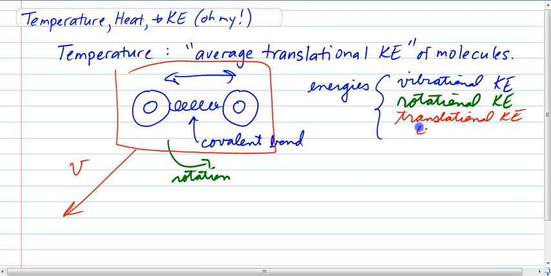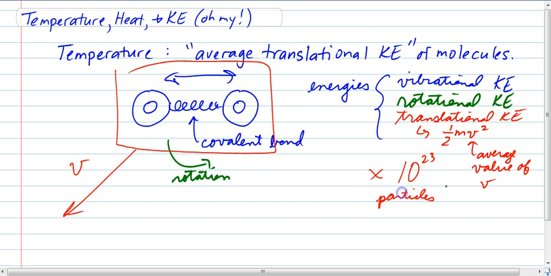And that translational kinetic energy could be written roughly as 1/2 mv squared, where this v is kind of an average value of the velocity. Because in a gas, we typically have billions and billions, well, we have moles of particles, so we're talking about factors of 10 to the 23rd particles, right? Or molecules. So when we talk about the translational kinetic energy, we really do mean that it is an average of all of the different kinetic energy of the molecules.